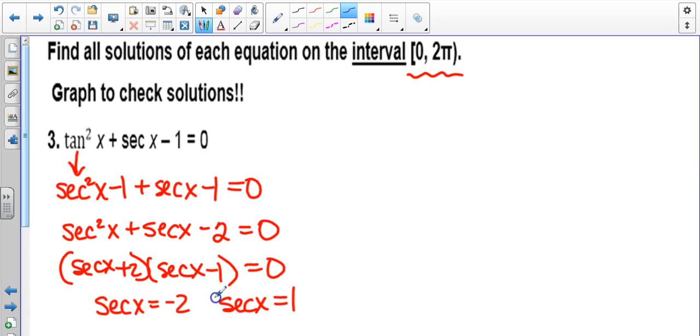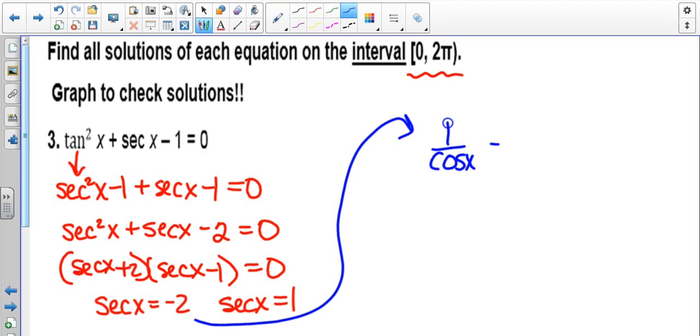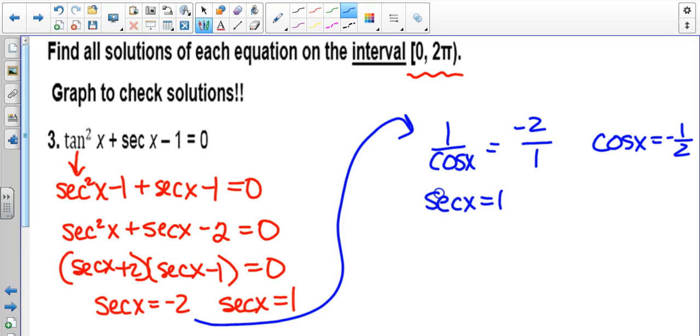But what is the definition of secant? 1 over cosine equals -2. What does that mean cosine has to equal? -1/2, right? The only way that's true, just flip them both over. The cosine is -1/2. Think about that a minute. Does the cosine being -1/2 make the secant negative 2? All right. The other one is secant is 1, which means 1 over the cosine is 1, which means the cosine has to be 1.